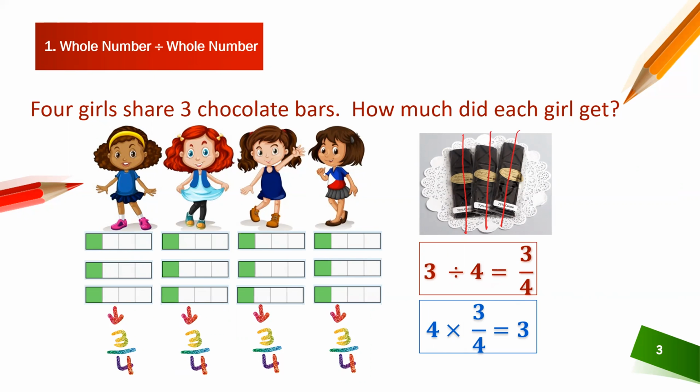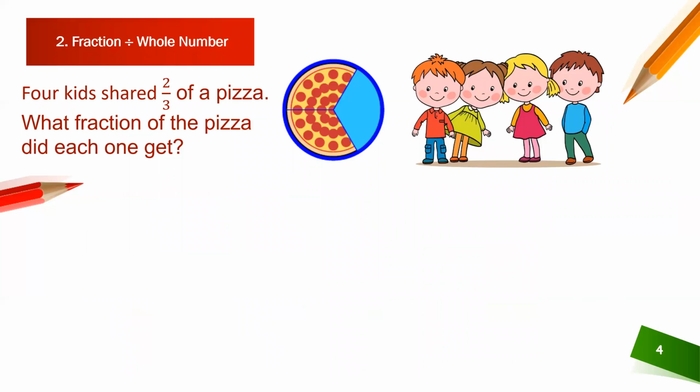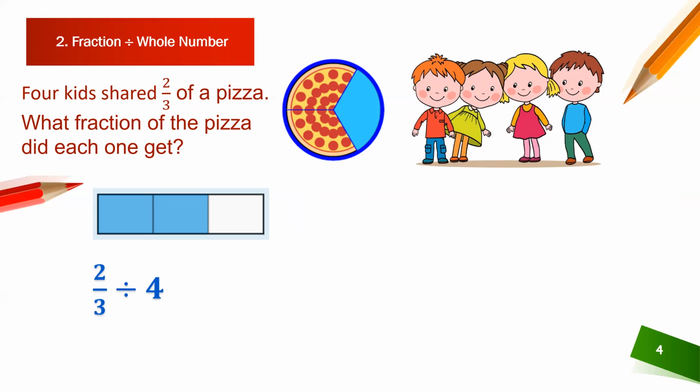Now, after reviewing whole number divided by whole number, you will go to fraction divided by a whole number. For example, 4 kids share 2/3 of a pizza. The adults ate the other third. What fraction of a pizza does each one of them get? All right, let's visualize that. So here is 2/3, right? That's how we see it in a pizza, and this is how we see it in a rectangular bar. 2 pieces out of 3. Then we are going to take 2/3 and divide it by 4.